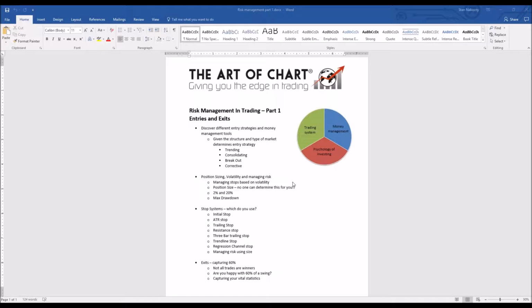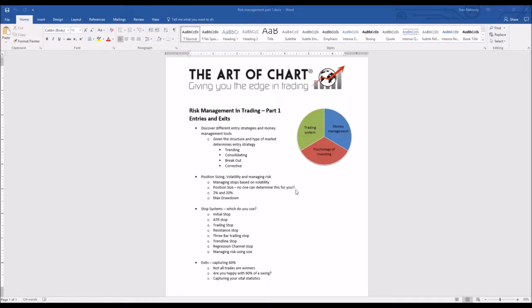We'll talk about position sizing, volatility, and managing risk, okay? So, if you're an ES trader and you have a standard where you use a 2-handle stop, let's say, well, in a typical VIX of 10 or 12, that makes a lot of sense. But guess what? If you all of a sudden have a VIX of 30 and you use a 2-handle stop, I think you're going to have a problem. So stops should be based on volatility. I'll show you a few different ways of doing that.